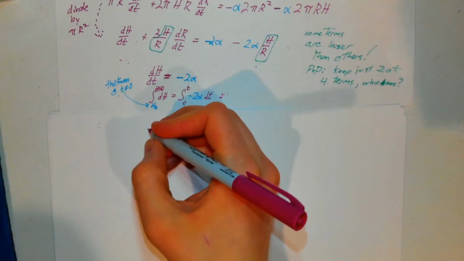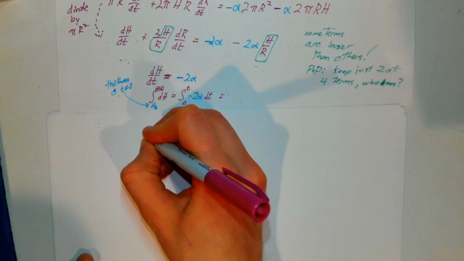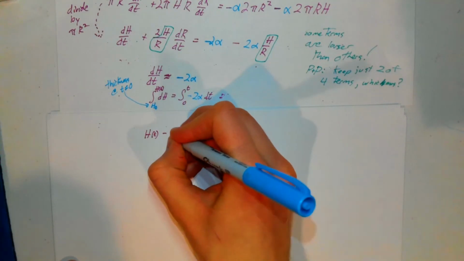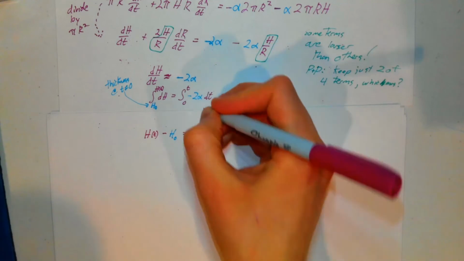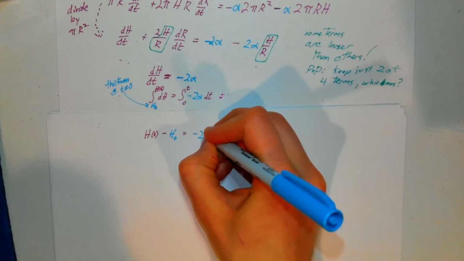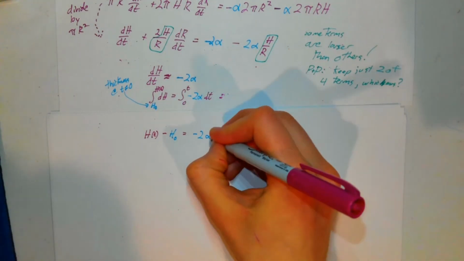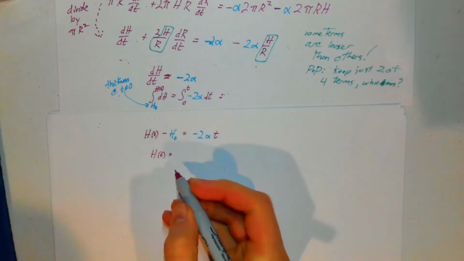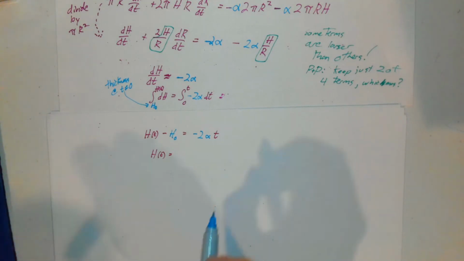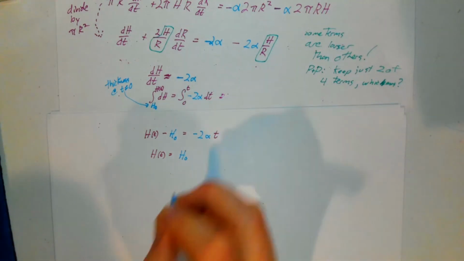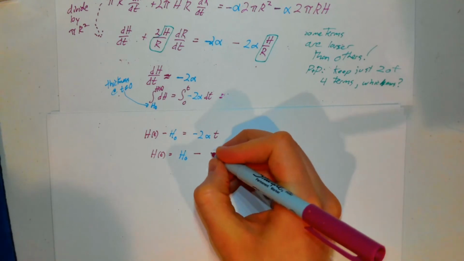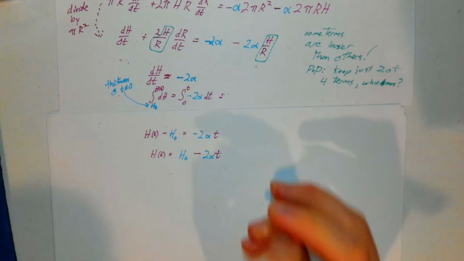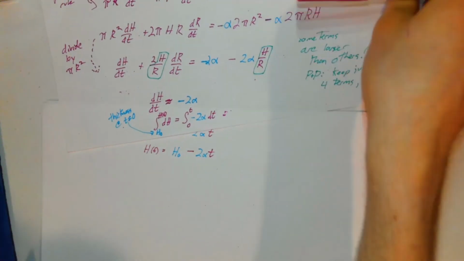You integrate the left-hand side, and you get h of t minus h naught is equal to, you integrate the right-hand side, and you get minus 2 alpha t, or if you want to just solve it for h of t, you bring the h naught over to the side, and you get h naught minus 2 alpha t.